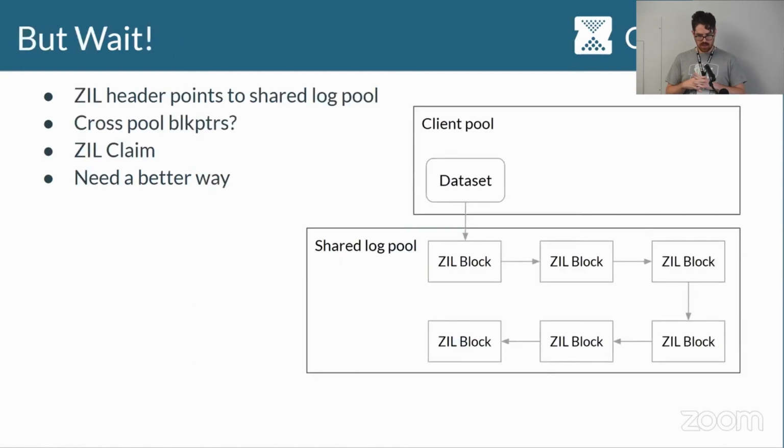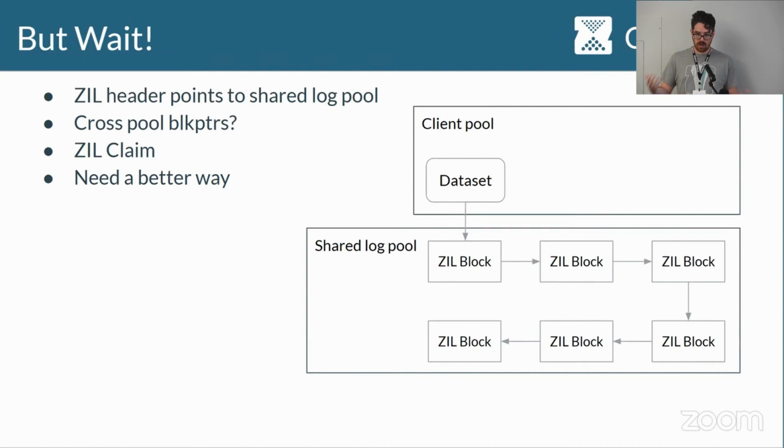So there's a little bit of a technical issue with what I just talked about. And it's that the ZIL headers for the file systems are now pointing into the shared log pool. And that's where the actual blocks are stored on disk. So does that mean that we have cross-pool block pointers? Do we have block pointers on disk now that actually point to a different zpool? Is that really something that we want to have to deal with and try to understand from the file system's perspective?